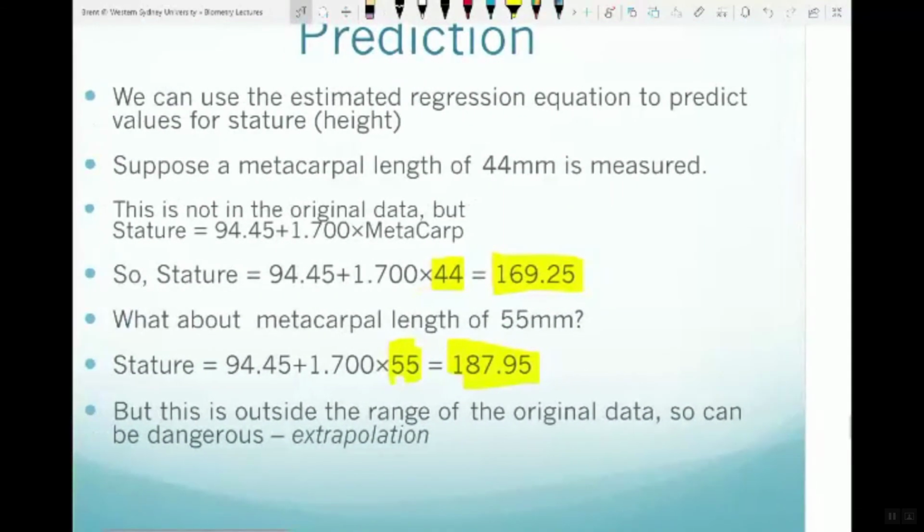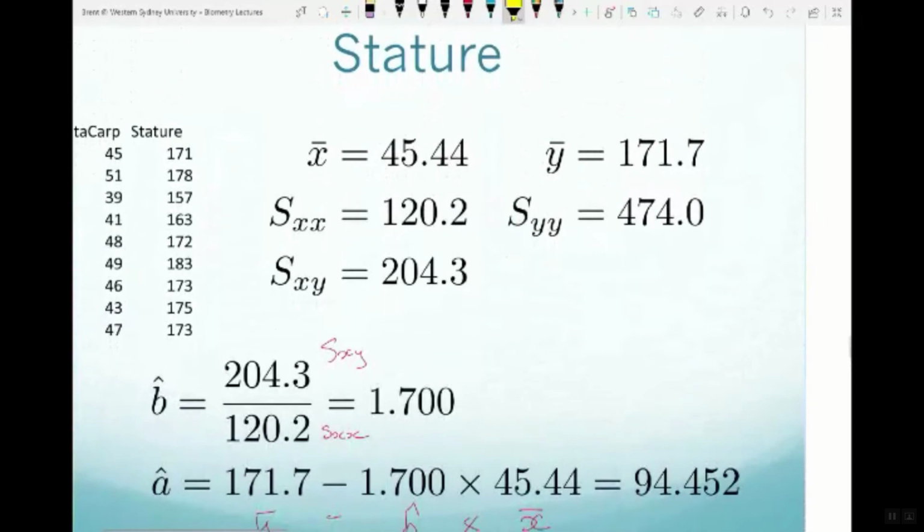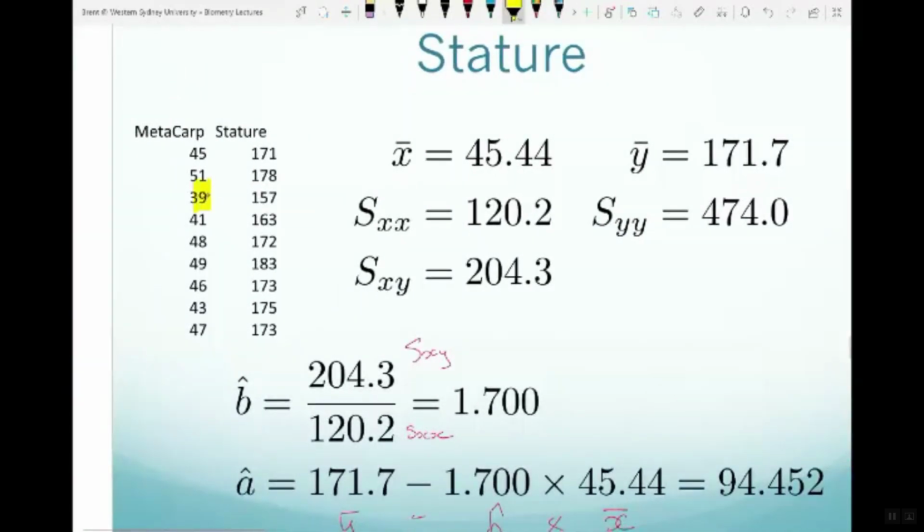The other thing we'll say is that the last example we had there, for 55 millimeters, wasn't actually inside the range of the original data. The original data covered, let's have a look at the range, here we go, from 39 was the smallest to 51 was the largest. So 55 is outside the range of the original data.